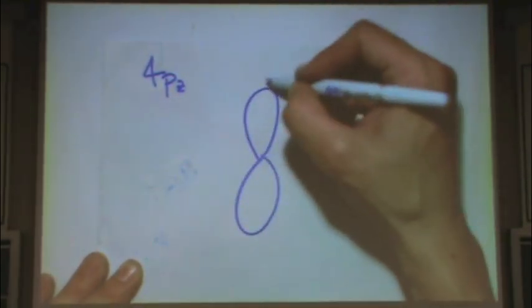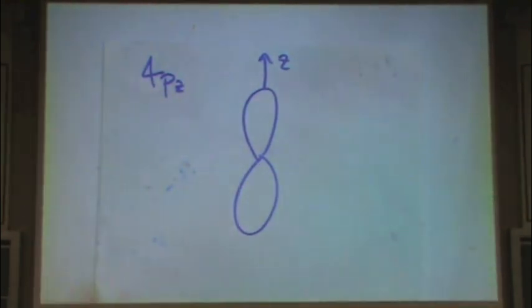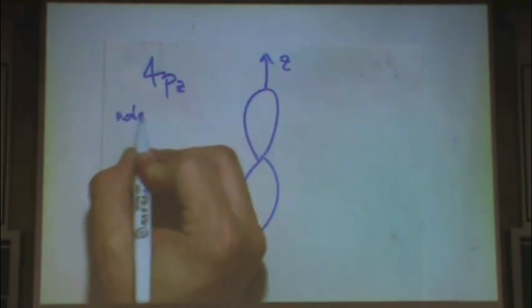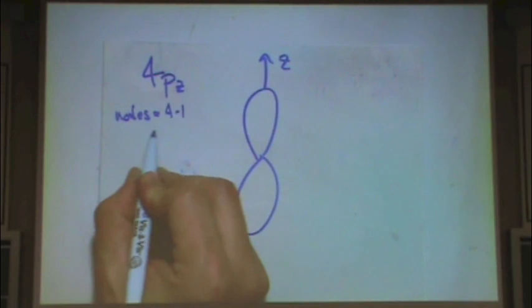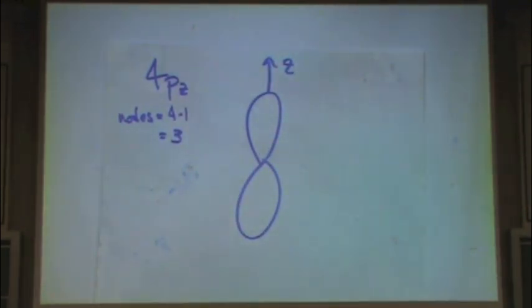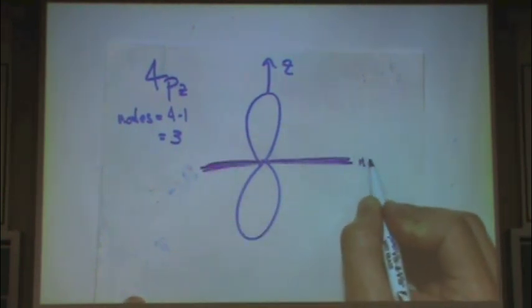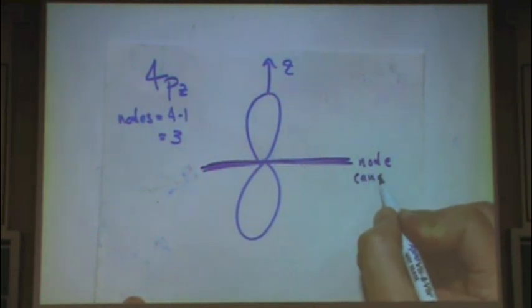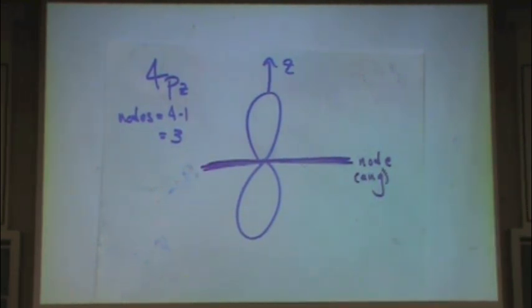Okay, so let's say I had you draw a 4pz orbital. So what would that be? Well, that would be a pz orbital, so you draw it on the z-axis. How many nodes am I expecting, by the way? Yes, 4 minus 1, n minus 1, or 3. How many would be angular? There's one angular node, it's right here, a node splitting the middle. When it's planar, it's called an angular node. Every p orbital has one and only one angular node.